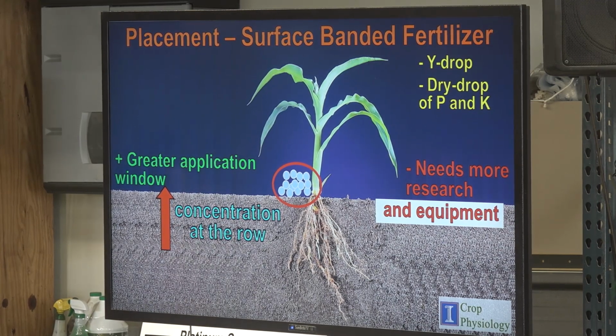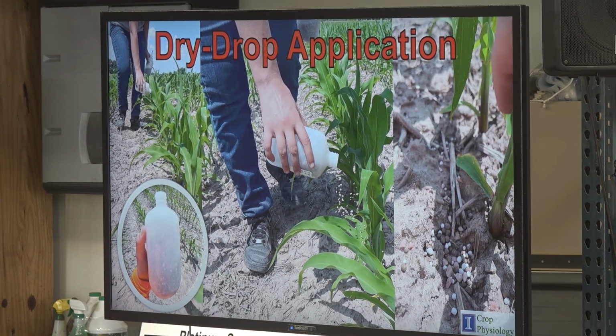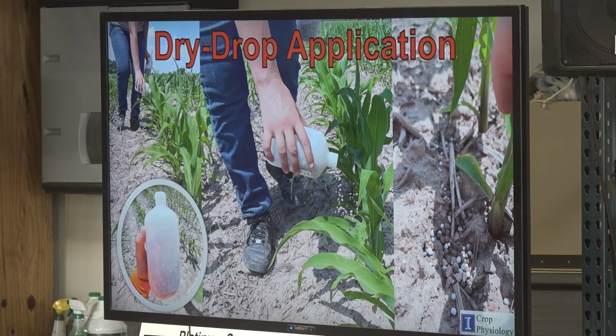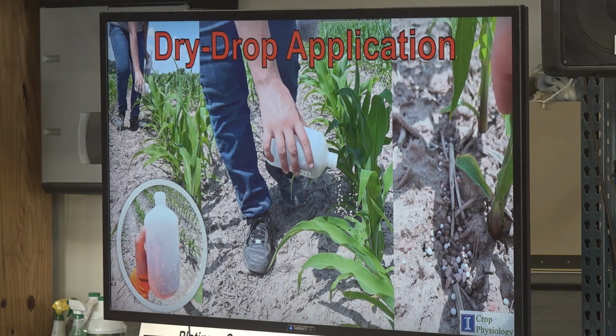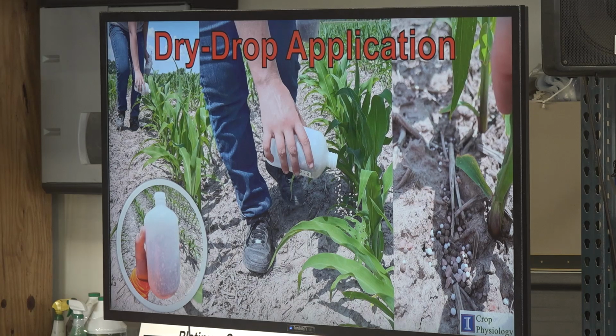So who does it in our experiments? Our interns. They get this bottle, they bend their knees, and they spread the fertilizer, trying to be very even along the row. They love this job. Everybody has their back hurting at the end of the day. But it is what it is, it's research.